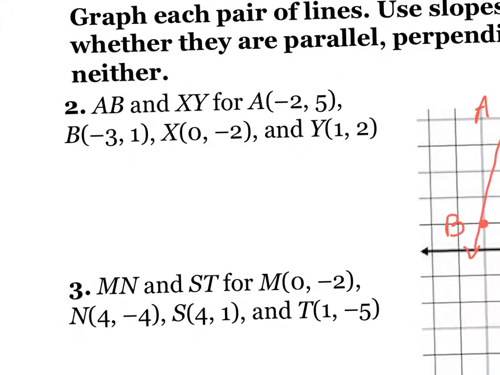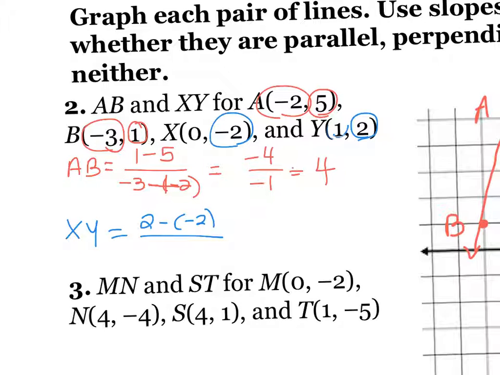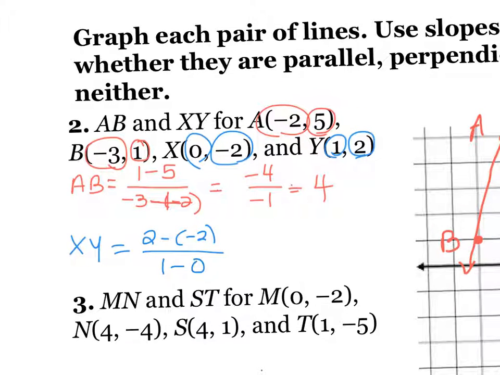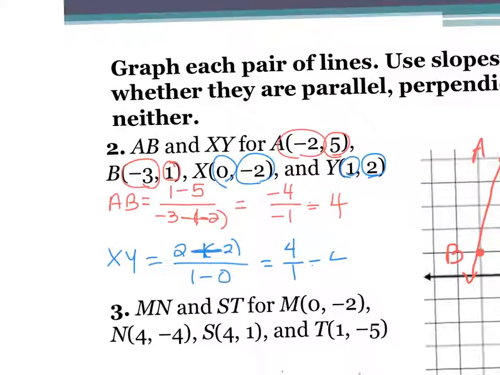So the slope of AB is y2 minus y1. This is my y2. This is my y1. 1 minus 5 over negative 3 minus a negative 2. When you subtract a negative, it becomes positive. So this is negative 4 over negative 1, or just positive 4. And then XY, y2 minus y1, 2 minus a negative 2, over 1 minus 0, minus a negative becomes plus, and I get 4 over 1, which is 4.